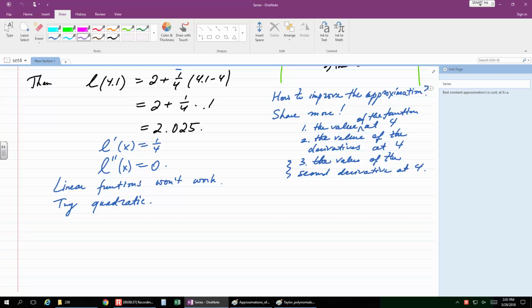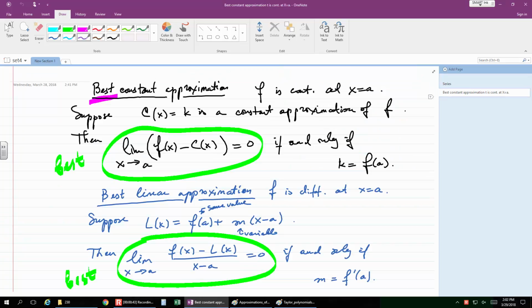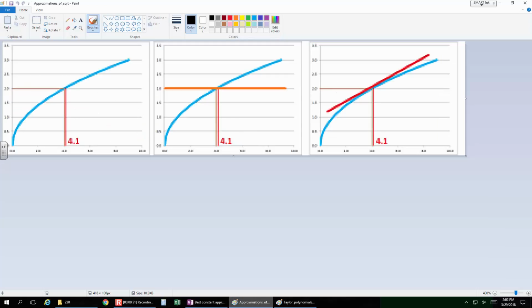Taking a broader view, we started with a constant approximation and then upgraded it to a linear approximation. To demonstrate that the approximation is better, we have this picture, approximation of the square root function at or around x equals 4. As you can see, the approximation is better just by looking at it, but more important is that you can actually look at where the error is. This is the error of approximation.